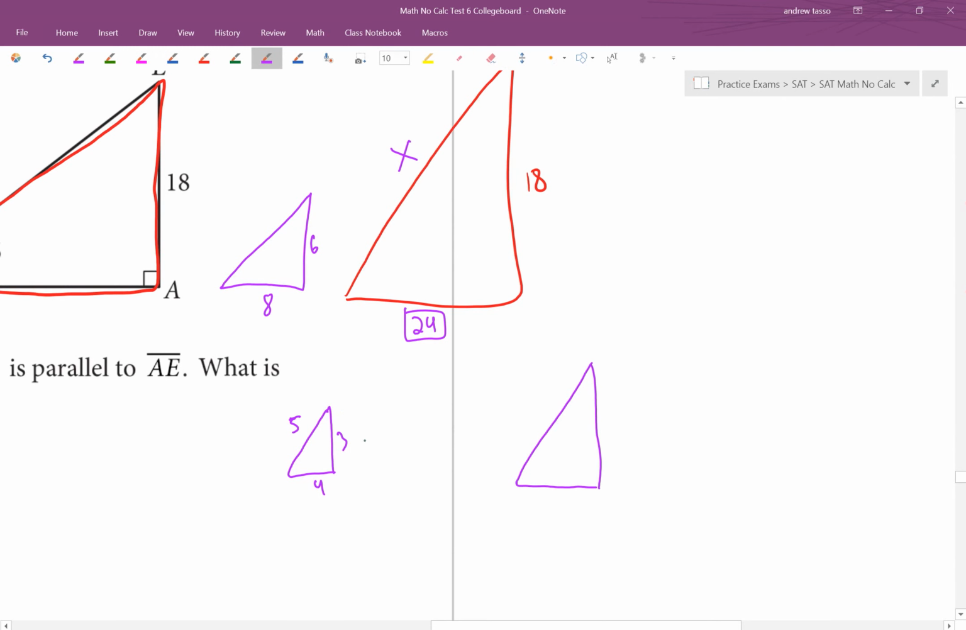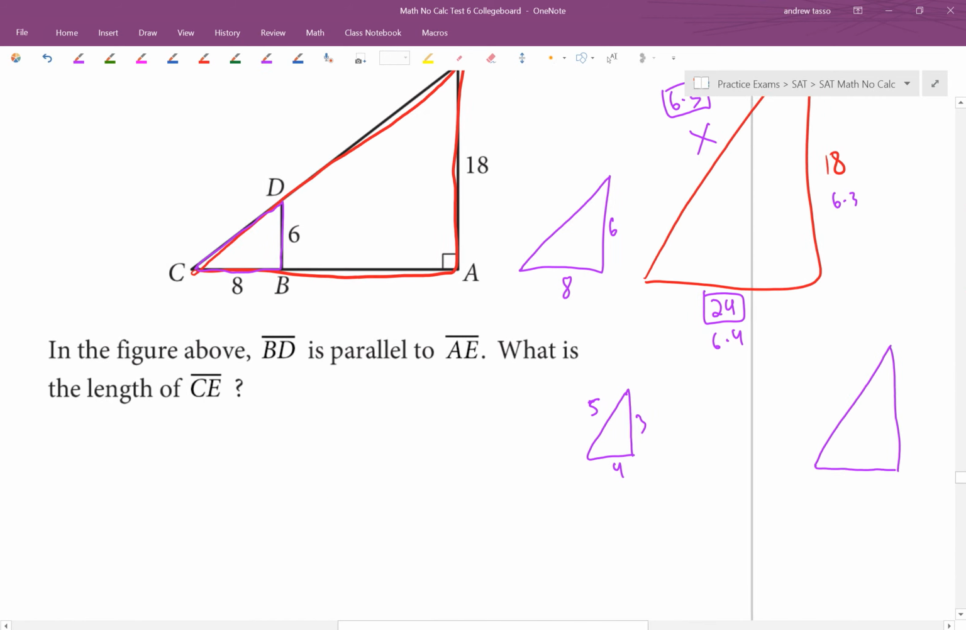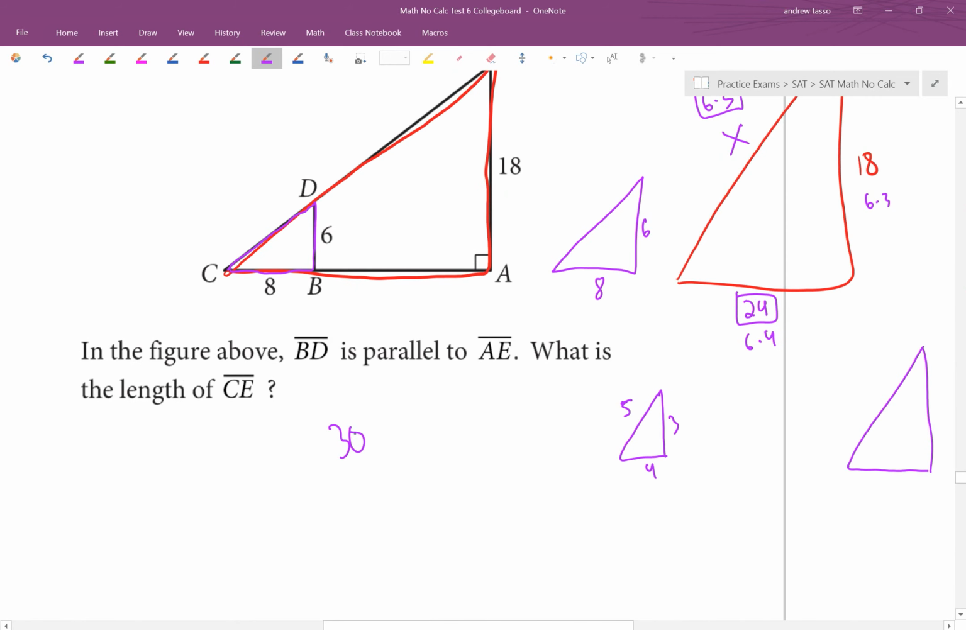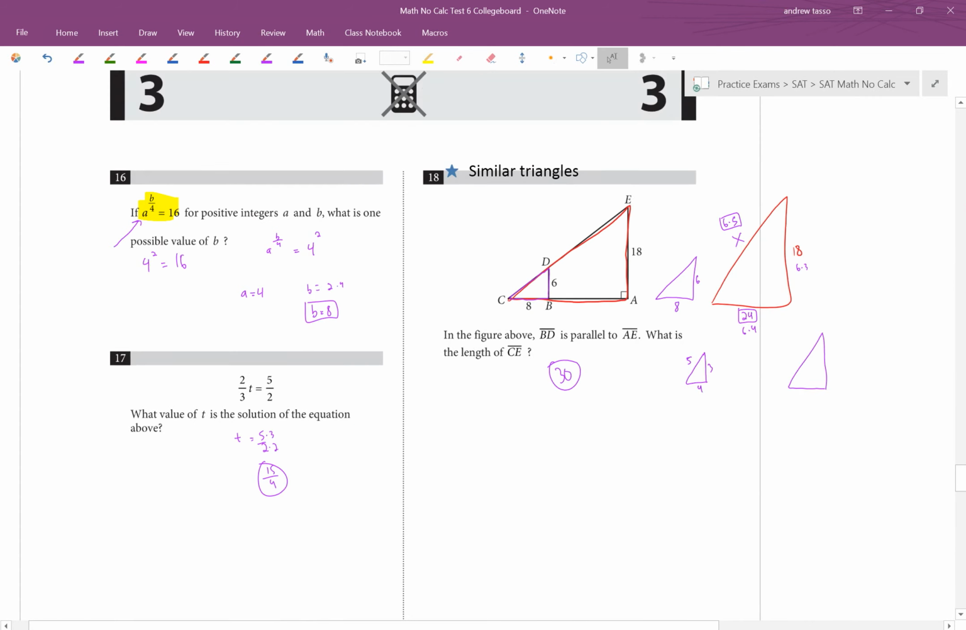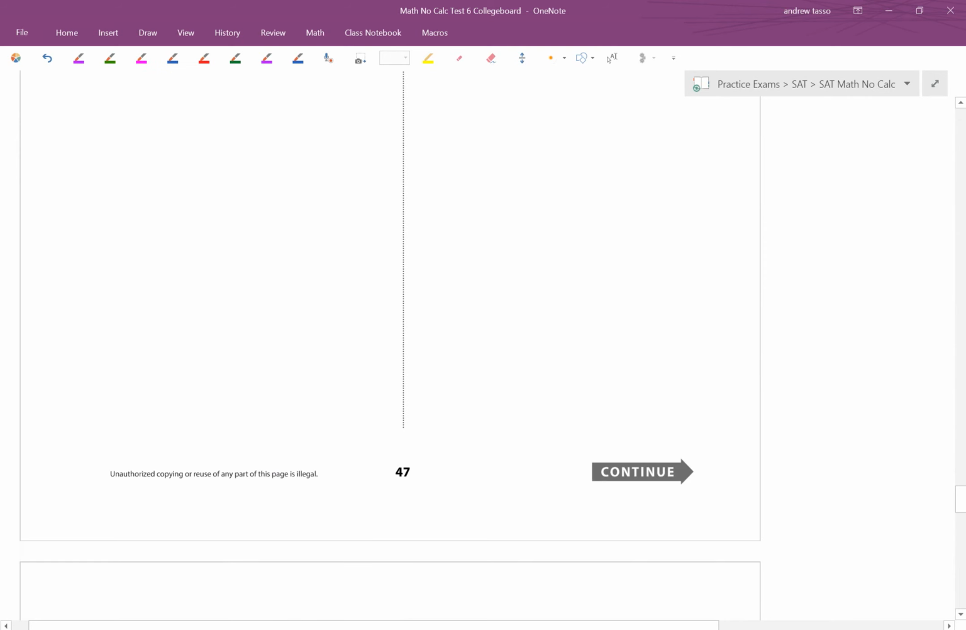So now I can actually just notice that this would be multiplied by 6 and this would be multiplied by 6. So this is sort of 6 times a Pythagorean triple. This is 6 times 3, this is 6 times 4, so this one would be 6 times 5. 6 times 5, of course, is 30, so that would be our answer for CE. That saves you a little bit of multiplication.